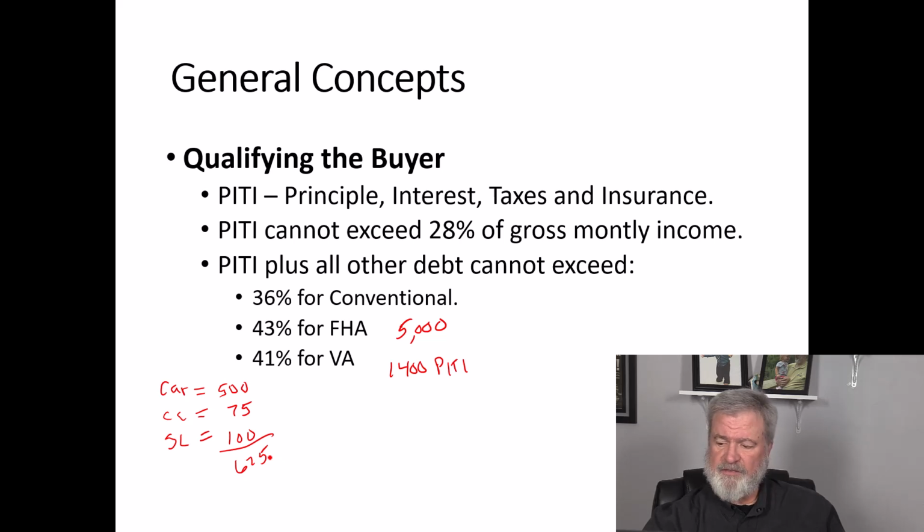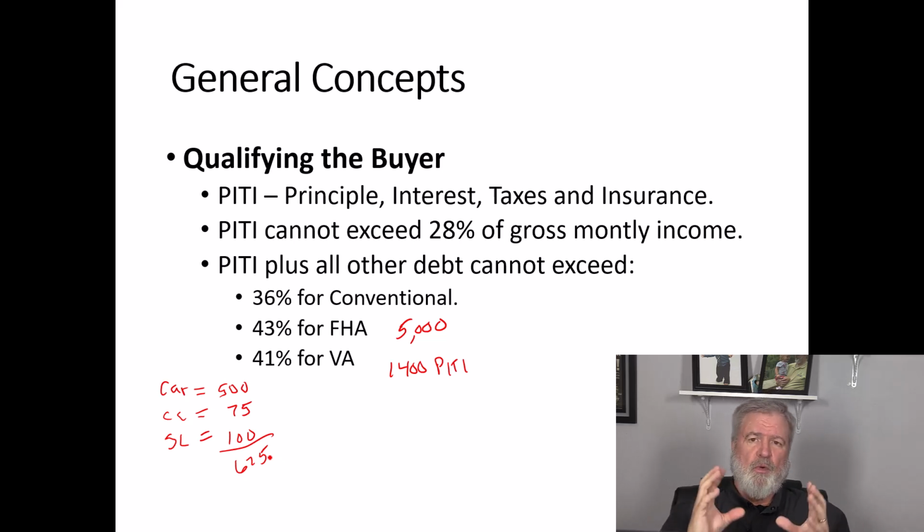So if we're making 5,000, let me get my calculator, times 36%, that's 1,800. Then minus the 675. So you're around 1,125 or something like that. But I'm not going to get any deeper than that because I don't want to confuse you.